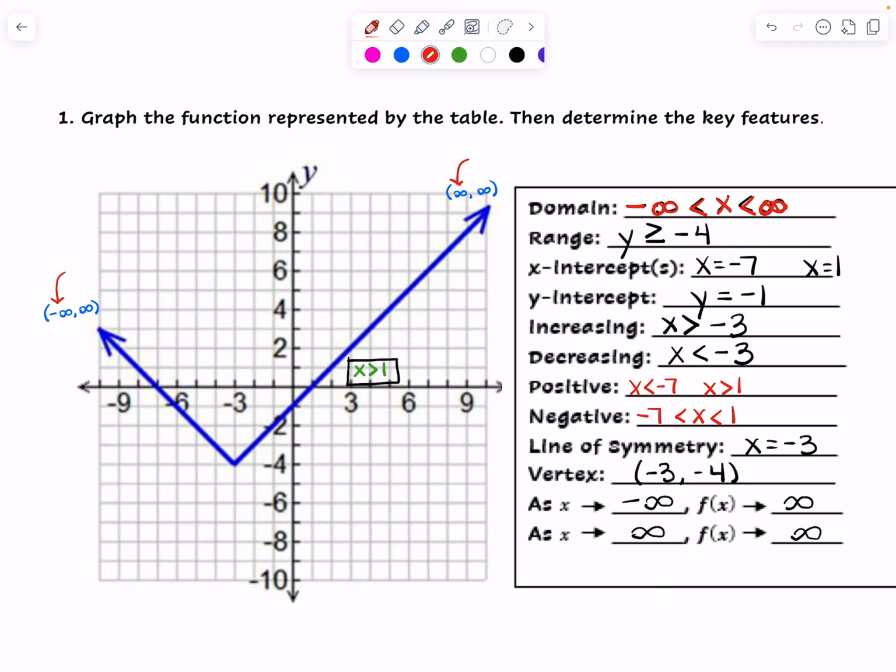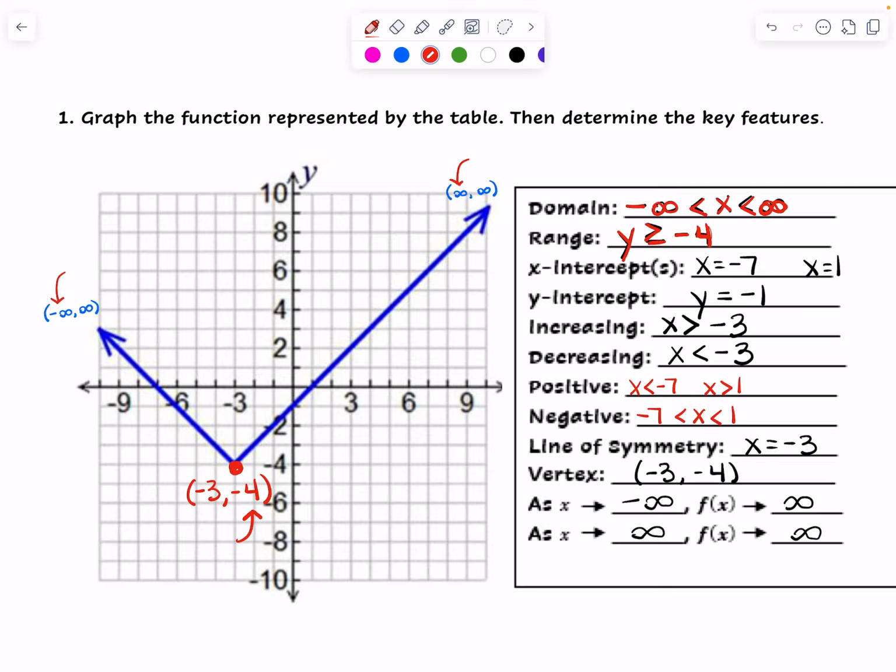Okay? Now the range, where is the range? Well, the range is looking at the y values. So if I've got the y values, I need to find the smallest y value, which is right here, and that's going to be at -4. So right here, I have -3, -4, y value being -4, and the rest of the graph is on top of that point. So the range is when y is greater than or equal to -4.